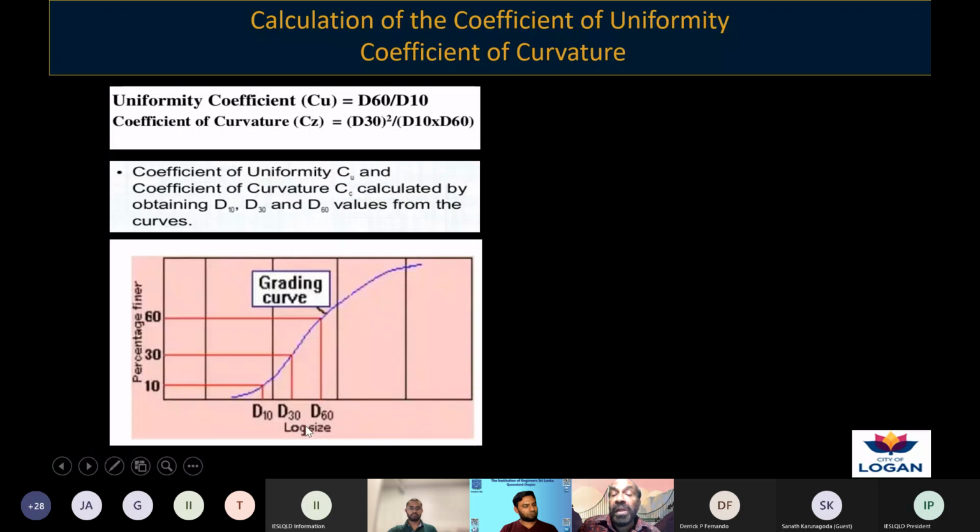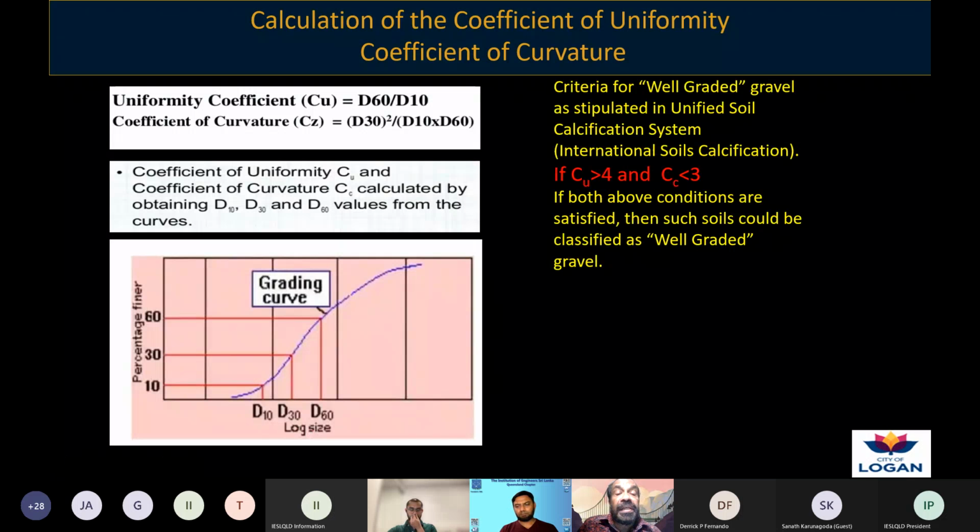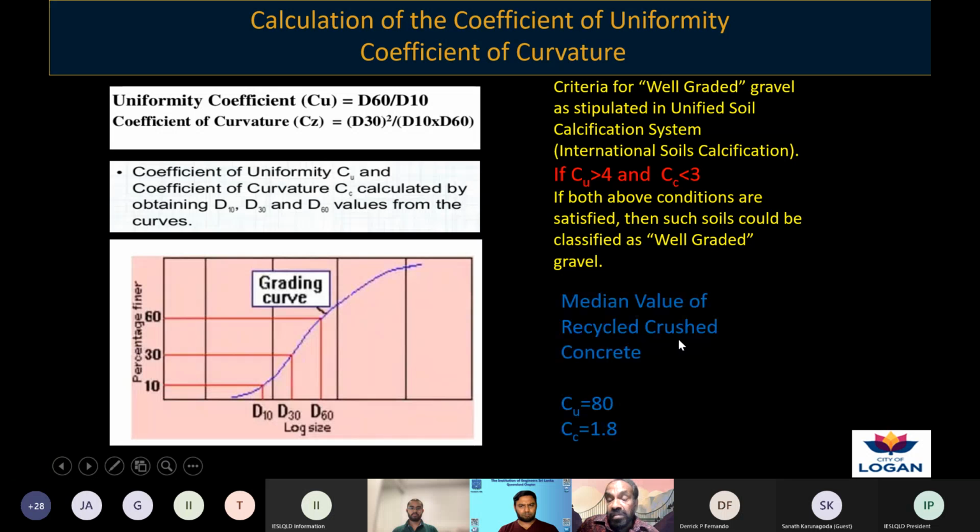And then you have a formula. The CU is D60 divided by D10, the uniformity coefficient. The coefficient of curvature is CZ: D30 squared divided by D10 multiplied by D60. If this CU is more than 4 and CC is less than 3, we call it a well-graded aggregate. In our case, both of these values were satisfactory.